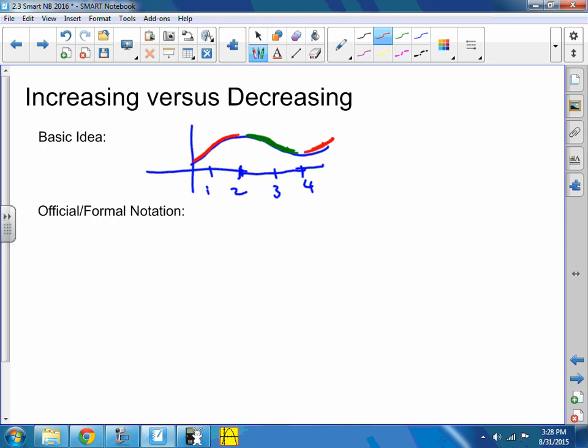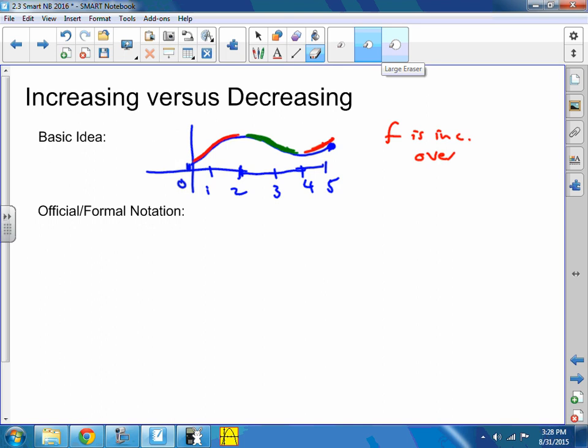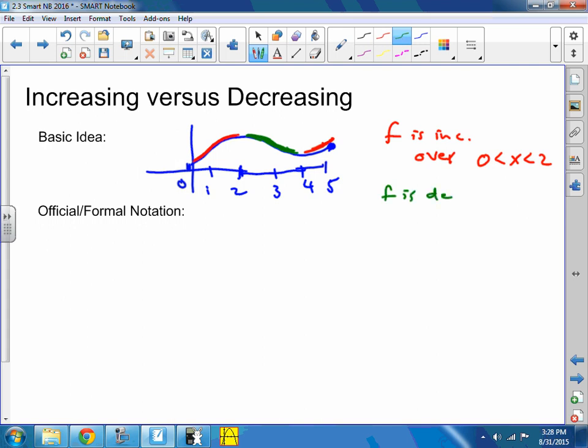Now, if this graph stops here, and this is the end of the road, and everything stops when you get to x equals 5, and there's nothing before x equals 0, then you could declare the regions just using inequalities. You could say f is increasing over the interval between 0 and 2, using inequality notation, and it is decreasing over the interval between 2 and 4. See.